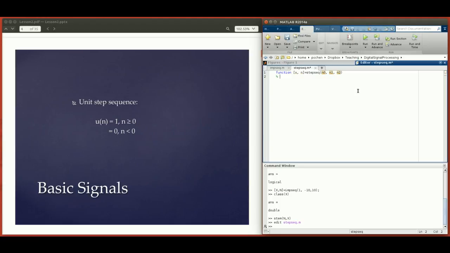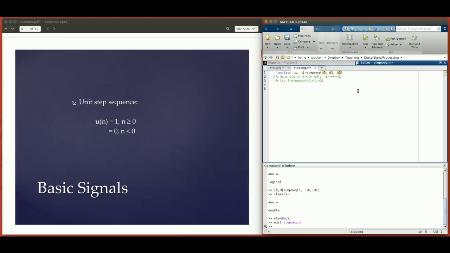Again, I'm going to write two command lines. Generate x n equals to unit step sequence n subtract n0, n1 smaller than or equal to n smaller than or equal to n2. Then how you can actually use this function, x n equals to step seq n0, n1, n2. Now the body of the function.